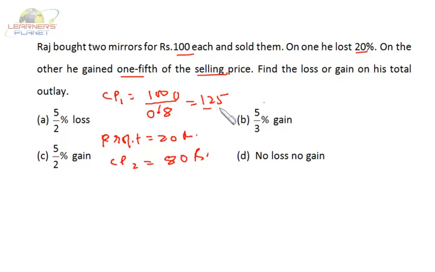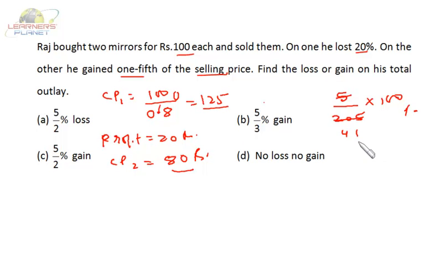Now the total cost price is 125 plus 80, that is 205 rupees, and the total selling price is 200 rupees. That means rupees 5 loss. And 5 rupees is lost over 205 rupees into 100. So 100 by 41 is approximately his loss percent.